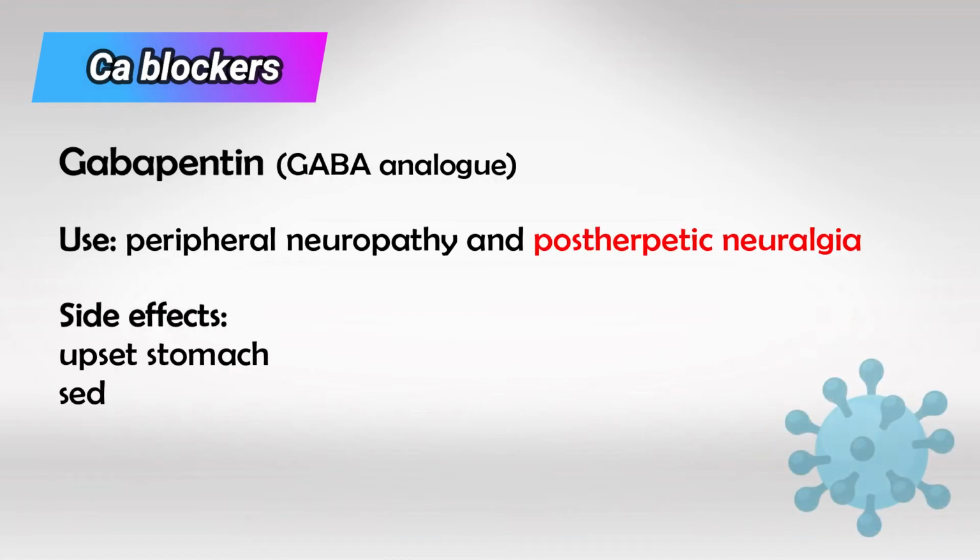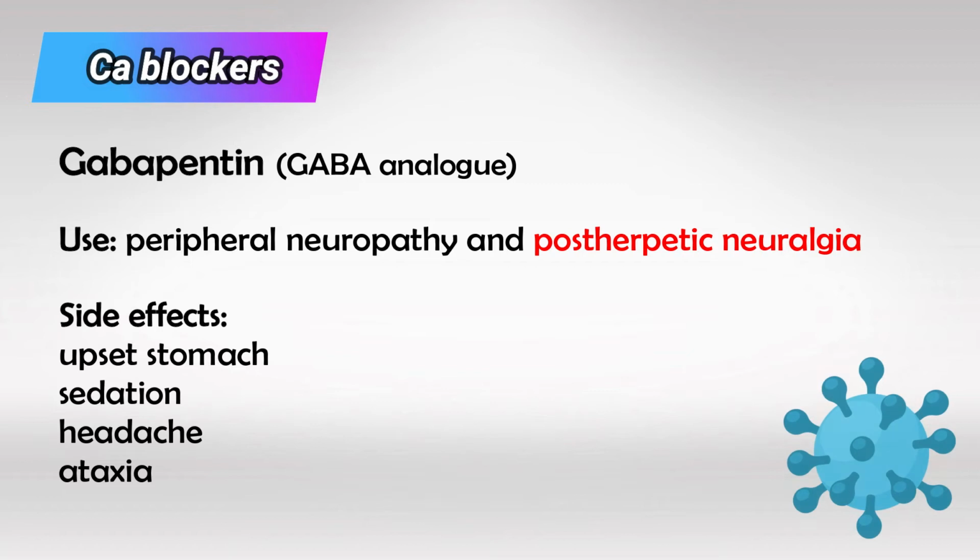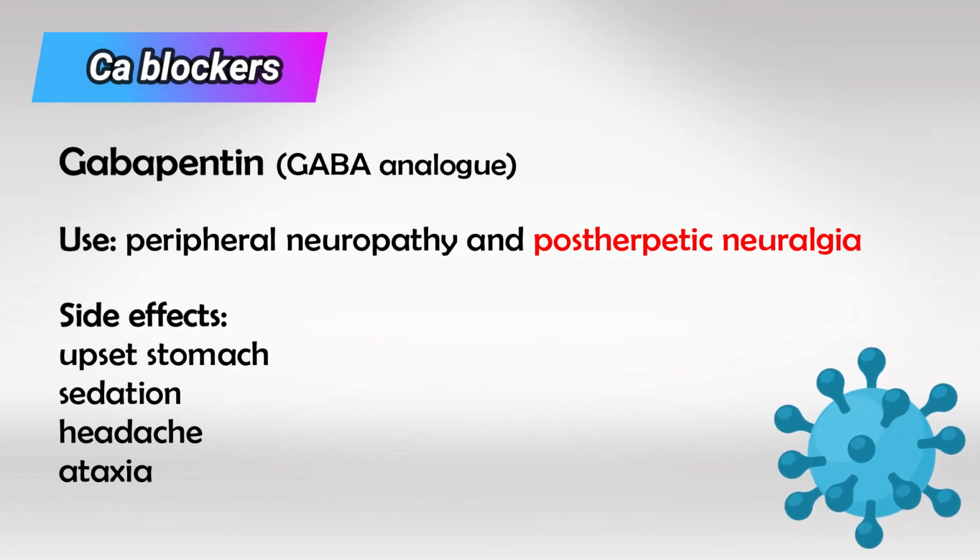Gabapentin is another calcium channel blocker, and it's basically a GABA analog. It causes sedation, headaches, GI disturbances, and sometimes it causes ataxia. Now the indication is very important. Besides being an antiepileptic medication, it's also used for peripheral neuropathy and post-herpetic neuralgia.